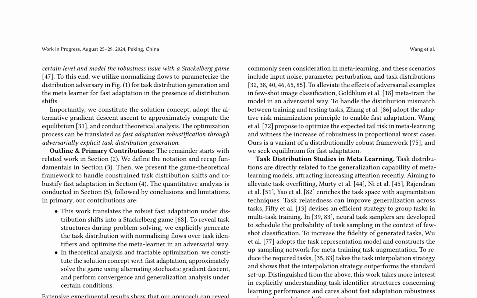The research paper presents a novel approach to robust fast adaptation under distribution shifts, leveraging the concept of a Stackelberg game. It utilizes normalizing flows to parameterize the distribution adversary for task distribution generation in meta-learner optimization. The solution concept is based on alternating gradient descent-ascent, with theoretical analysis conducted to understand its implications. The paper outlines a game-theoretical framework designed to handle constrained task distribution shifts and robustify fast adaptation.